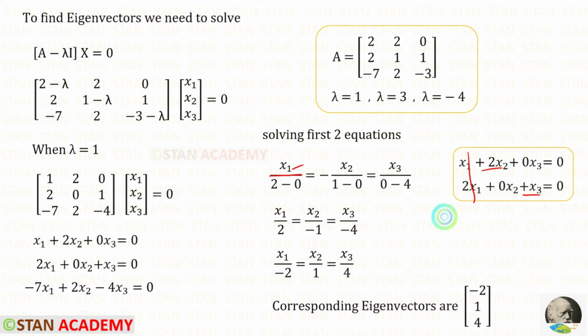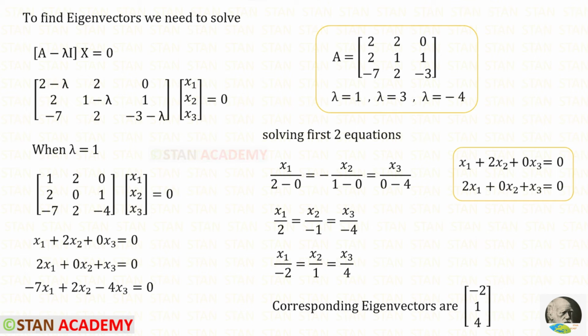2 into 1, it will be 2, minus 0 into 0, it will be 0, minus x2 upon, we need to cut these. 1 into 1, it will be 1, minus 2 into 0, it will be 0, is equal to x3 upon, we need to cut this. 1 into 0, it will be 0, minus 2 into 2, it will be 4.